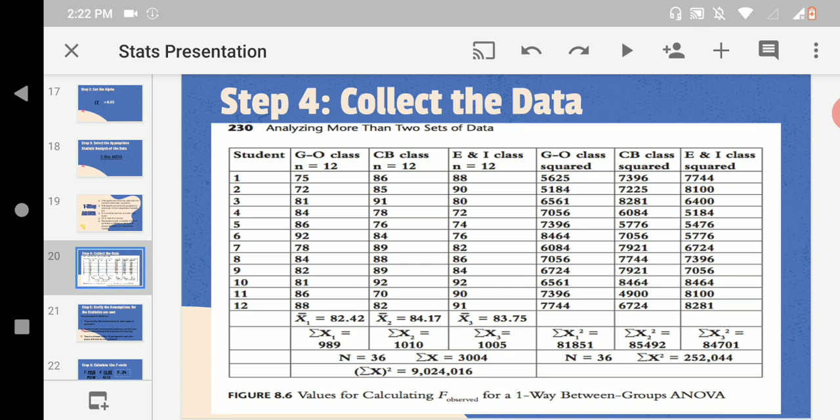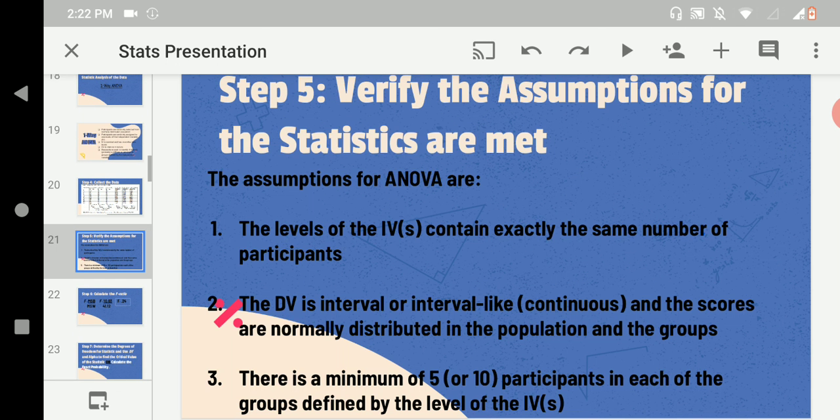Step 4. So we have to collect the data. So here is our data. Next, we have to verify that the assumptions for the statistics are met. Okay, so we have to verify the assumptions for ANOVA first.